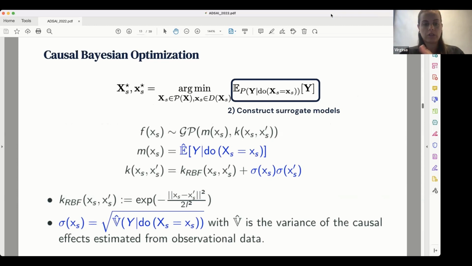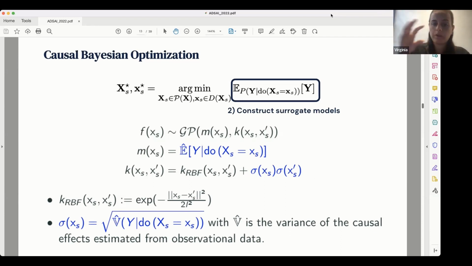Specifically, these expressions that are written in blue correspond to, for the mean function, the estimated average causal effects that we can estimate with the do calculus and observational data, while the sigma of x corresponds to the standard deviation of the causal effects, also computed with the do calculus, and so approximated with observational data. So the idea is that we use an RBF kernel, but we also inflate the variance terms to account for the uncertainty that we have on the mean function that is, again, an approximation.